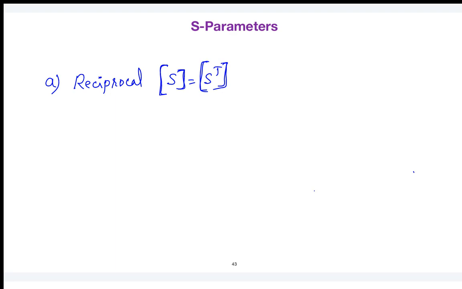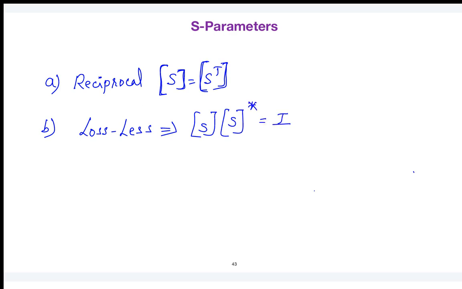And one more important point: when you say any particular network is lossless, this is a very important condition. I don't want to tell you the proof, you just remember that the original matrix multiplied by the conjugate matrix has to be equal to I. You are going to study this in microwave, and till now they haven't asked any questions, but it is very important to remember. So when any network is said to be lossless, you multiply the original matrix with its complex conjugate, and that product is equal to the unit matrix. Then you can say the network is lossless.